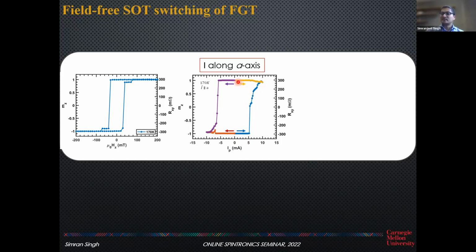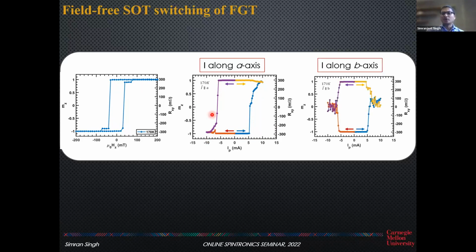On the other hand, when the initial state is positive, pointing upwards, we apply positive current and it stays there. But when we apply negative current, it switches back, right? So what it's showing is that positive current prefers a positive state and negative current prefers a negative state.